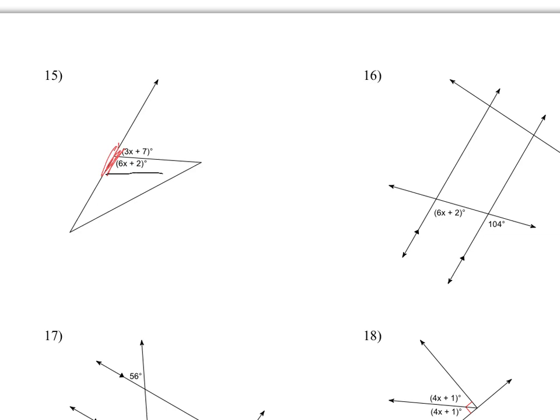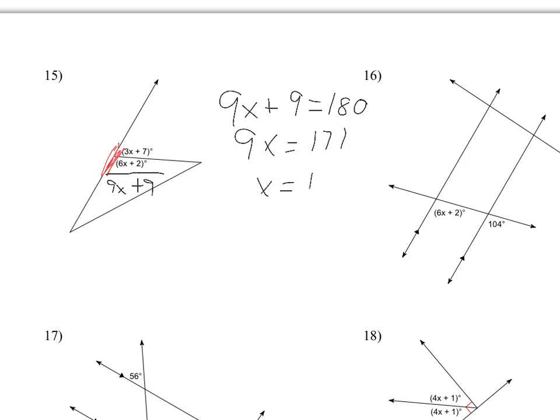So 3x and 6x is 9x. And 7 plus 2 is 9. And since those are supplementary, I'm going to say that we have 9x plus 9 is equal to 180. Subtracting 9, I have 9x is equal to 171. Dividing by 9, we should get that x equals 19.